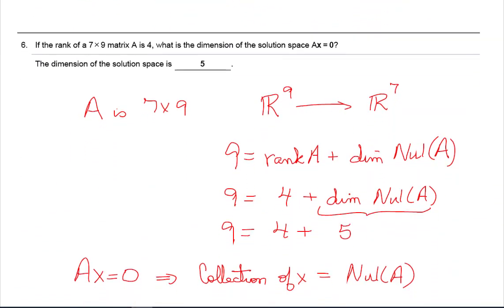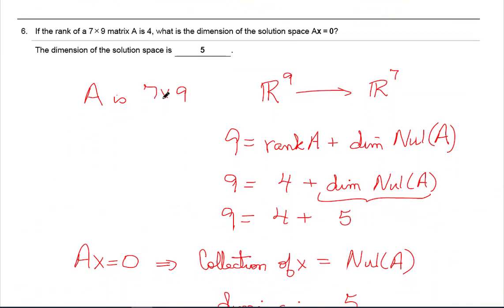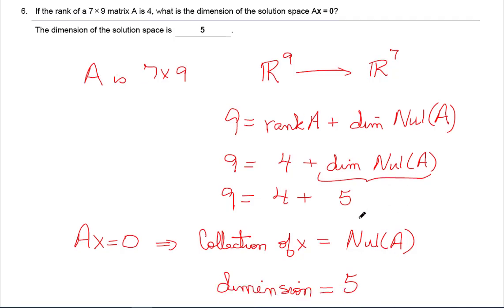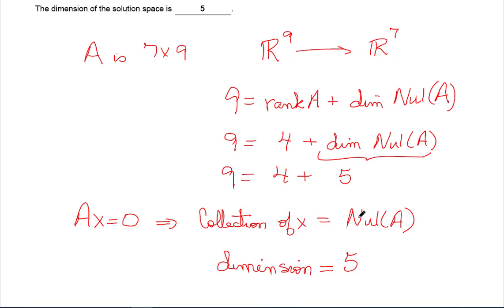All right, proceeding in the same way. A is 7 by 9, so we are having a mapping going from R9 to R7. Again, the rank of A plus the dimension of the null space is 9. They're telling us that the rank of A is 4. So 4 plus 5 is 9. So the dimension of the null space is 5. All right. And so that concludes section 2.9.